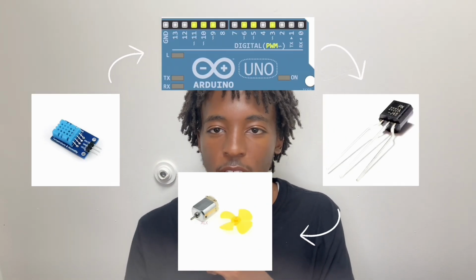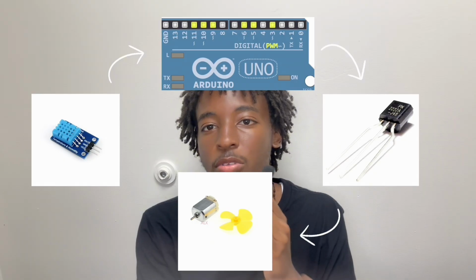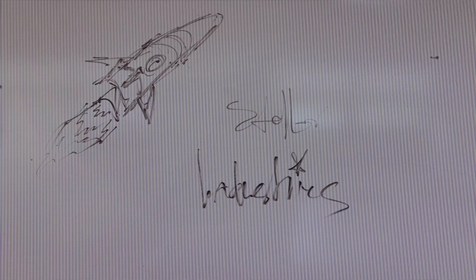And this system just works in a loop, so it goes from the DHT to the Arduino, then to my transistor, then to the fan, and it just does that every couple of seconds, checking the temperature over and over again, basically.